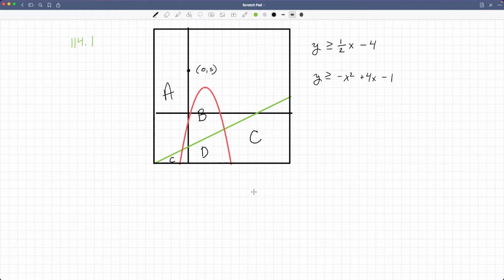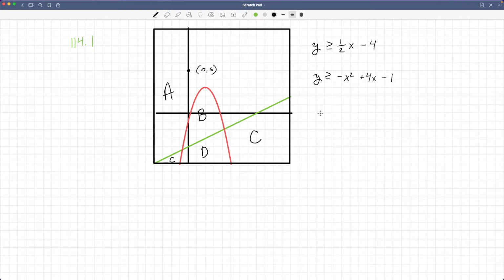So what we have to do is find a point and test it and see if our assumption is correct. So we're going to choose a point in section A because A is greater than both lines, and both of these are greater than. So that's the area that makes sense to test. So we're going to substitute in 0 and 5 into both of these statements and see if this inequality remains true.